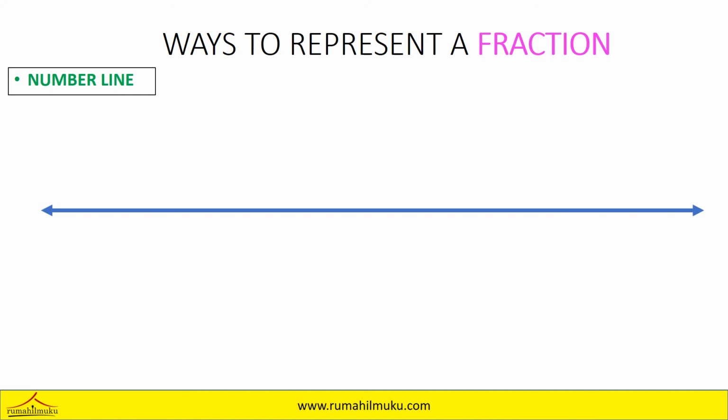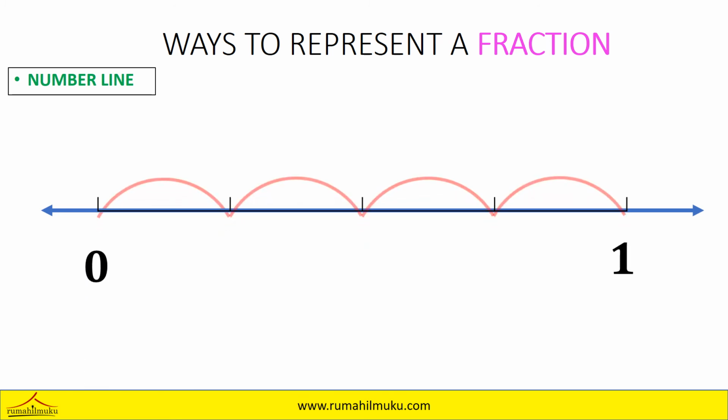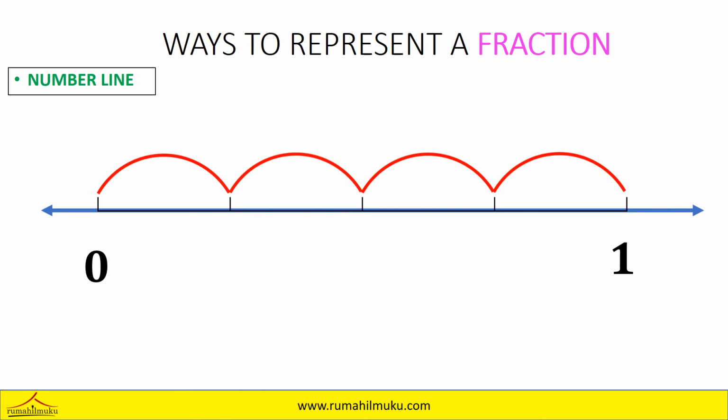So let's make another number line from 0 to 1, but we split it into 4 parts. So in each step, it represents 1/4. So if we do 1 step, it's 1/4. But if we take 2 steps in total, we have covered 2/4 of the entire number line. And if we do a 3rd step, it becomes 3/4. And the final step, it becomes the whole, or 4/4.